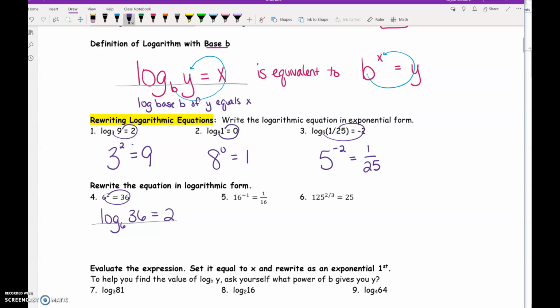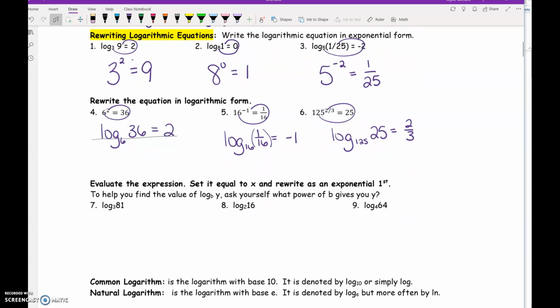Let's try number 5. Swoop! Log base 16 of 1/16 equals -1. And if you want to put the 1/16 in parentheses, you can. Okay, pause the video, try number 6 on your own. Okay, swoop! Log base 125 of 25 equals 2/3.